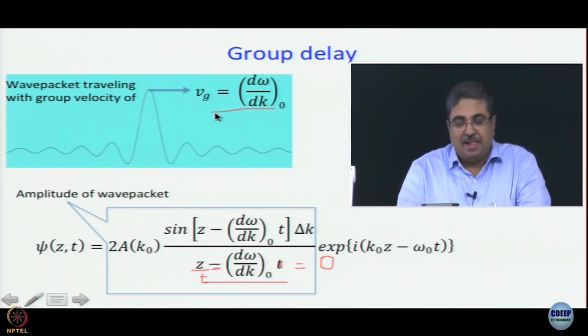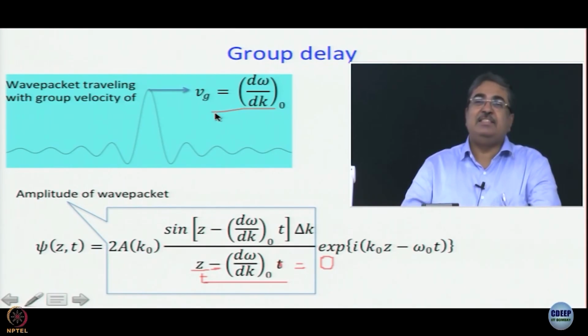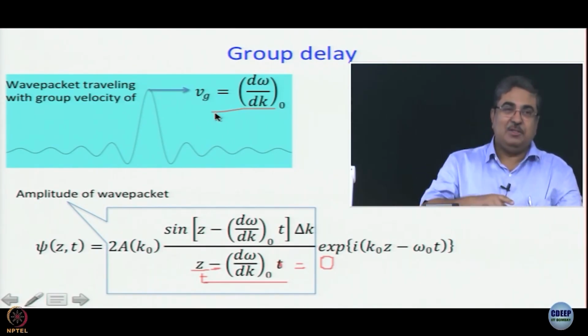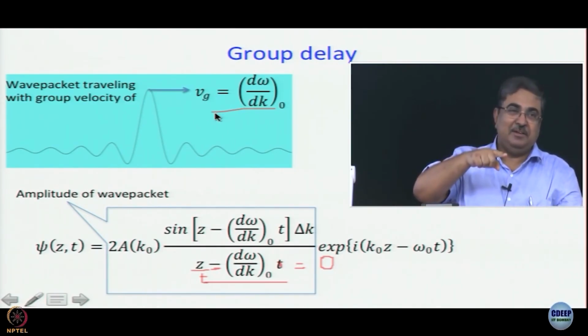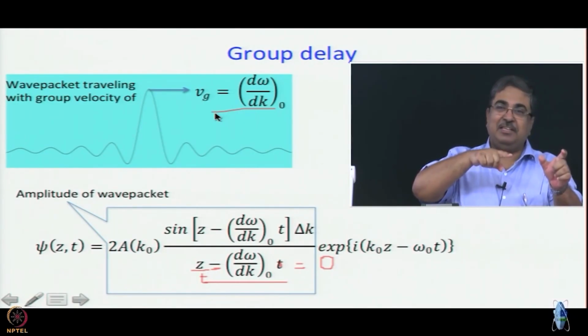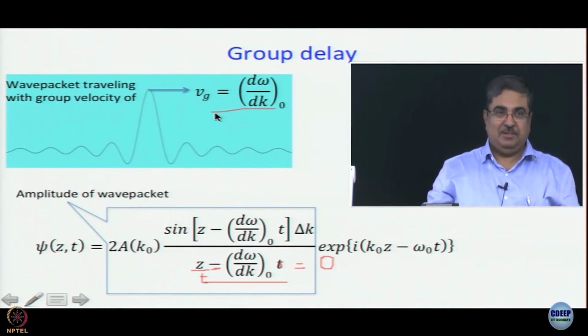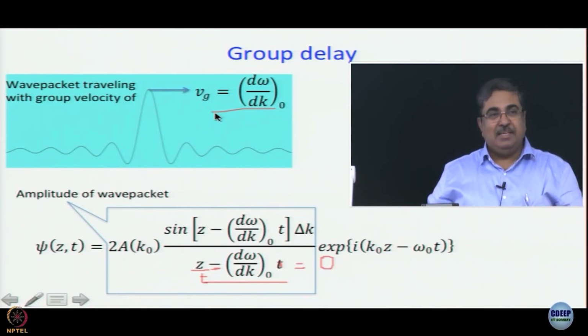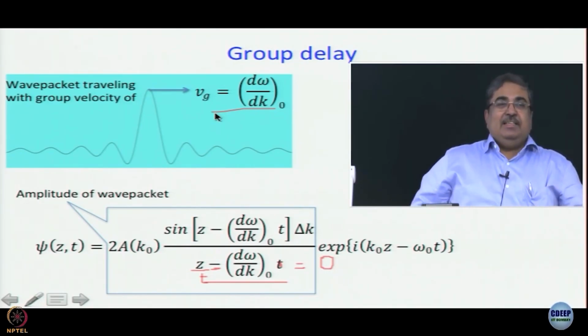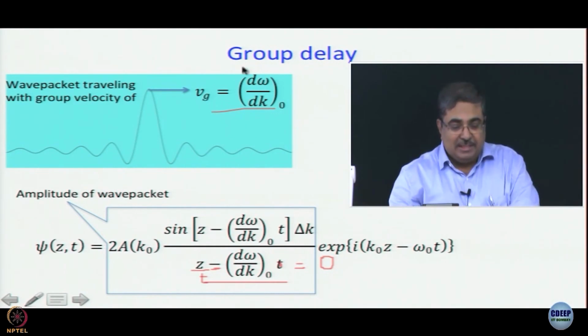Yeah? What is z? z is the direction of propagation of light. So, what is z by t? Distance covered in direction of propagation of light per unit time, that is velocity. So, z by t essentially is the velocity with which this entire wave packet moves, d omega by dk at k0.